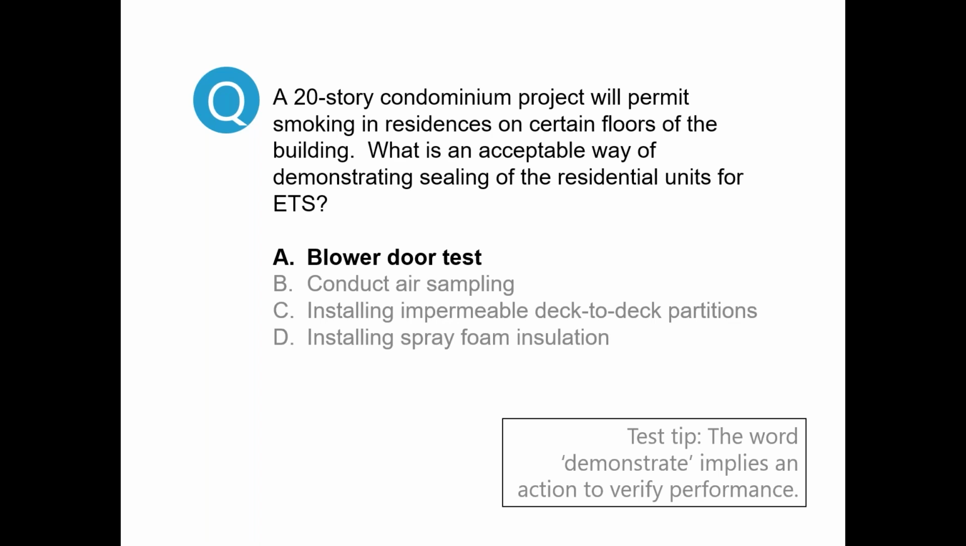And so our answer is going to be the blower door test. And the tip at the bottom is a great tip. Look at the verbiage that they use in this question. They use the word demonstrate. So C and D are both great ways to make sure that smoke is not going to get through. Air sampling is verification, but it's only going to demonstrate air quality, not how well your construction test is working. So using that blower door test would be essentially like you put a giant fan inside the room and see if the smoke could get out.